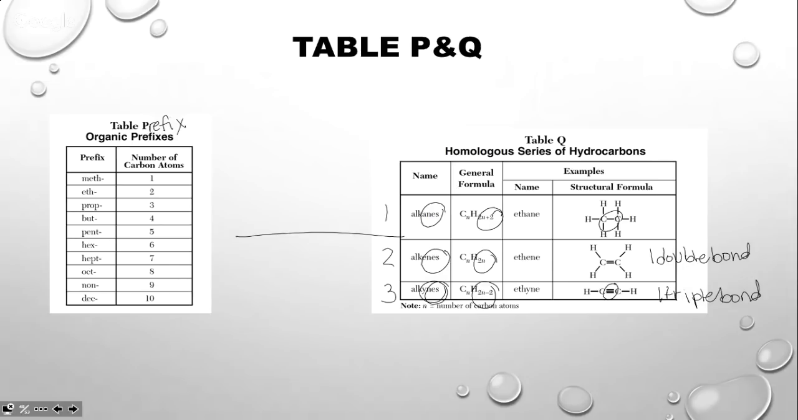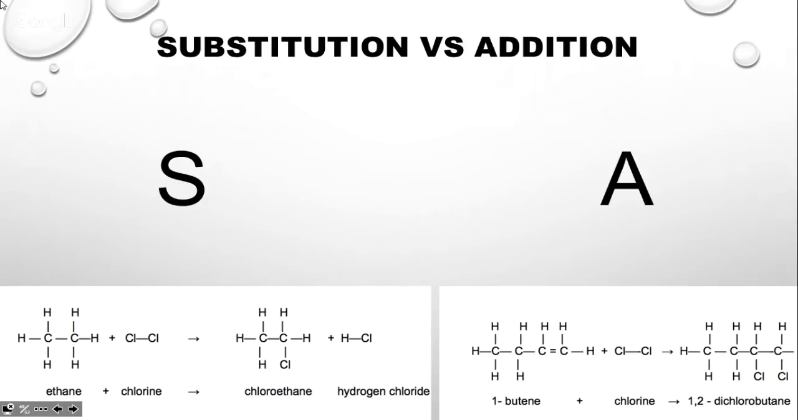Remember that alkanes, out of all of these, are the only ones that are saturated. Saturated means it has all single bonds. So again, if we're talking about substitution and addition for types of organic chemical reactions, if something is saturated, it has only single bonds, it will undergo substitution, and substitution has 2 products.